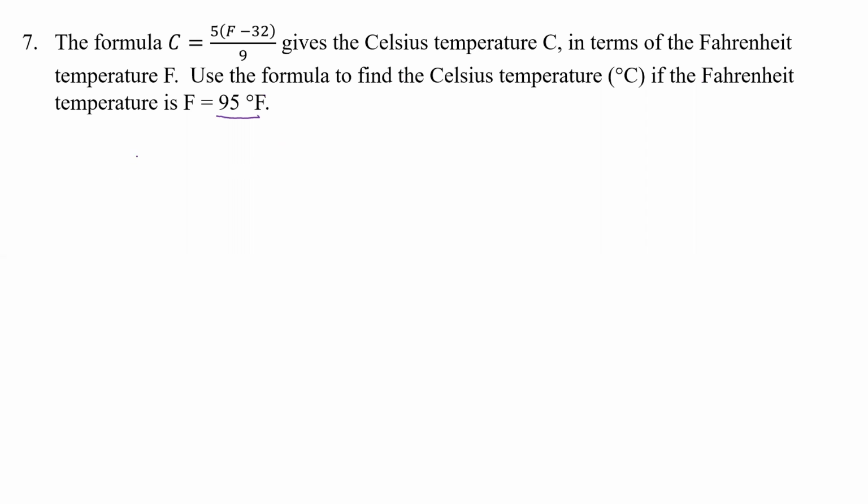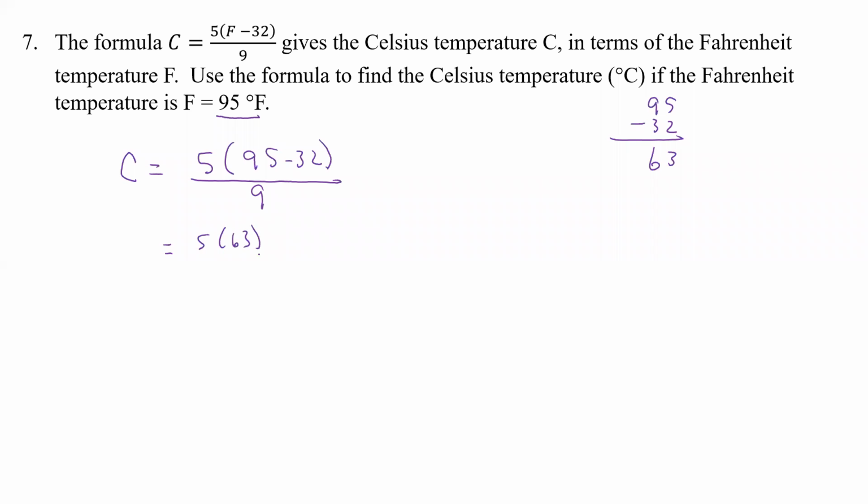So what we're going to do is plug in C equals 5 times 95 minus 32, divided by 9. So now order of operations. Well, we get to do that subtraction first. So 95 minus 32, 5 minus 2 is 3, 9 minus 3 is 6. All right, so we've got that. So if we keep going down, this is 5 times 63 divided by 9.